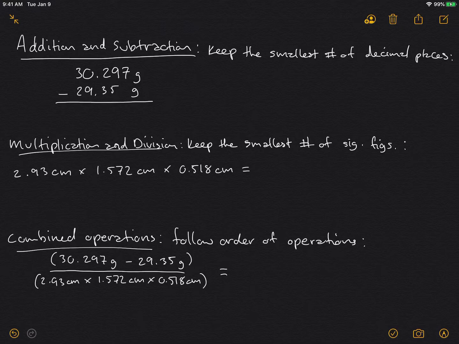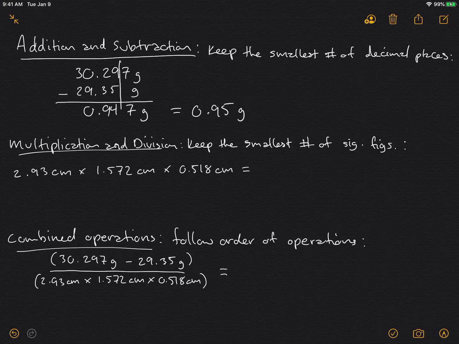So for these two numbers, the first number has 3 decimal places and the second number has 2. So I'm going to draw a line here that lets me know where I'm going to cut off the answer. So the answer to this is 0.947 grams. And so when we round this off, we need to round it off to 2 decimal places where that line is. So this would be 0.95 grams.